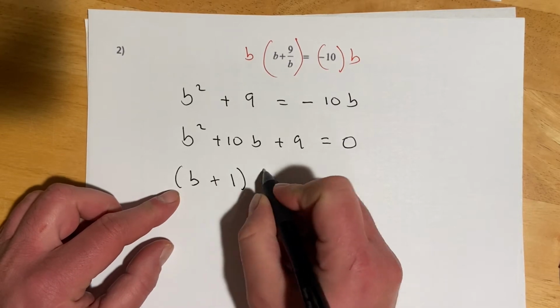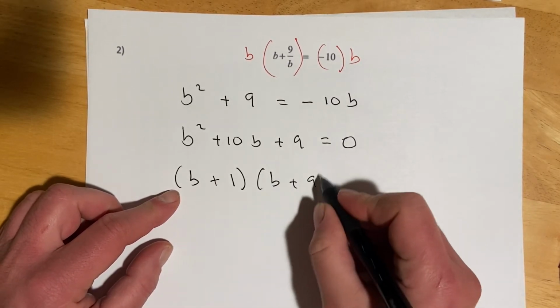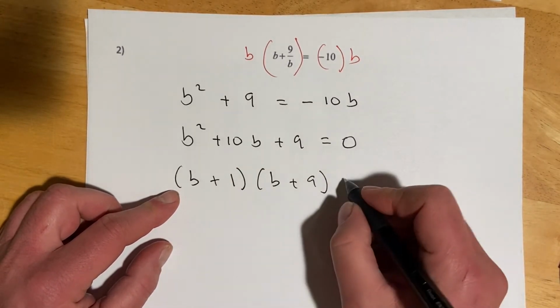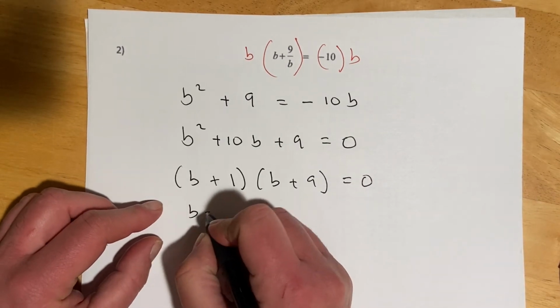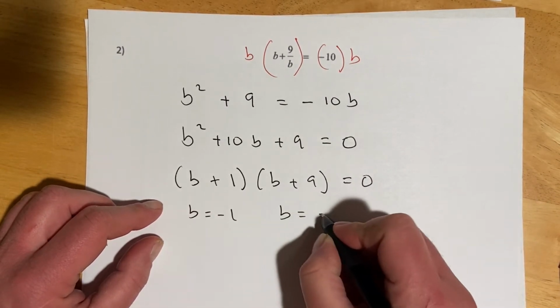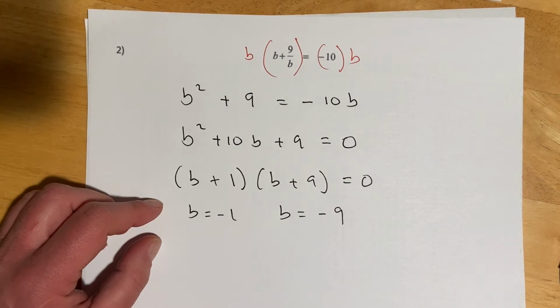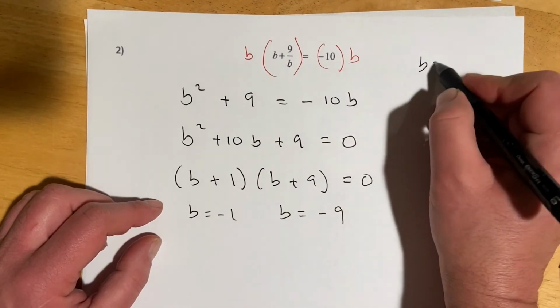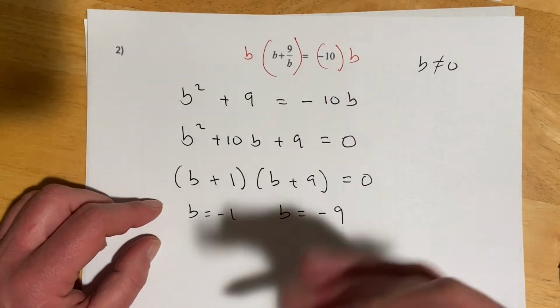So b plus 1, b plus 9 multiplies to 9, adds to be 10. So I get b equals negative 1 and b equals negative 9. And in this case, the restriction was b couldn't equal 0 again, so we're all good there.